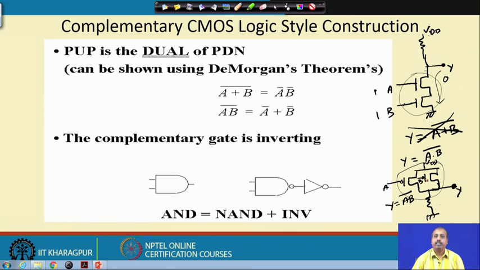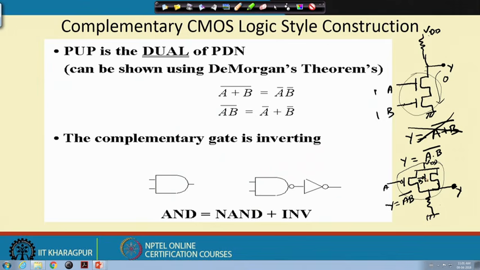So, whatever you connect in series in the pull down or nMOS network, you connect in parallel in the PMOS network or pull up network, and vice versa. Whatever is connected in parallel in the nMOS network or pull down network, you connect in series in the pull up network. So, that goes vice versa.